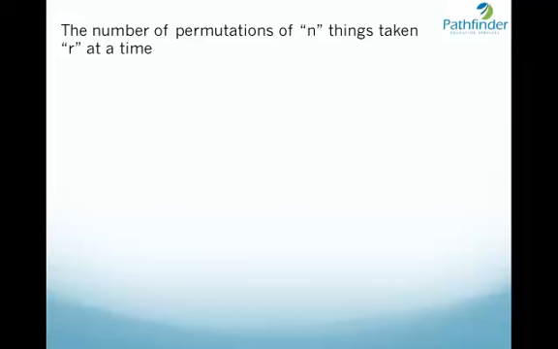The number of permutations of n things taken r at a time is given by nPr, which is equal to factorial of n upon factorial of n minus r. And you must remember that n is always greater than r. So let us apply this understanding. Again, the advice is students should commit this formula to memory before proceeding any further.